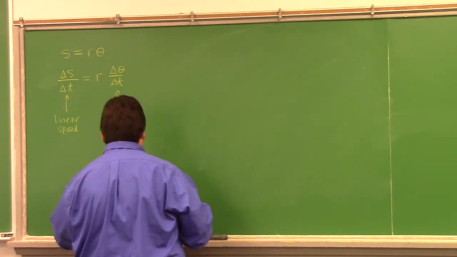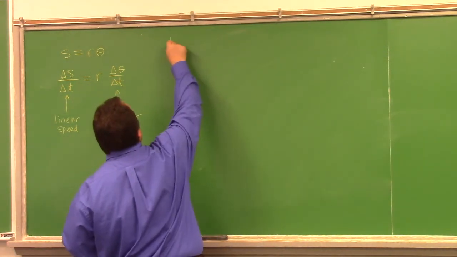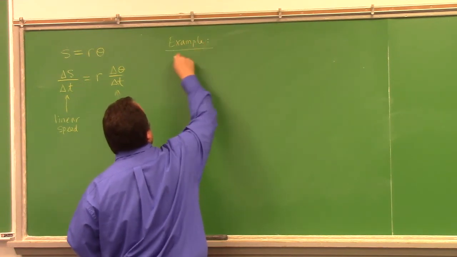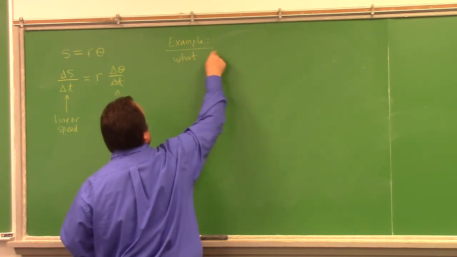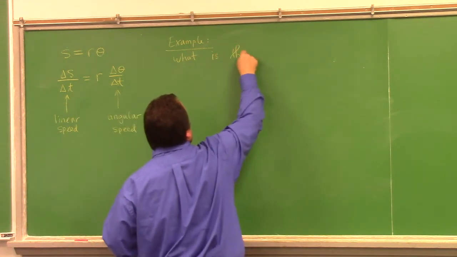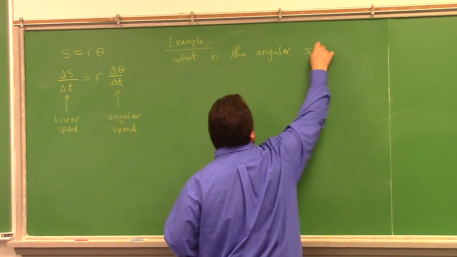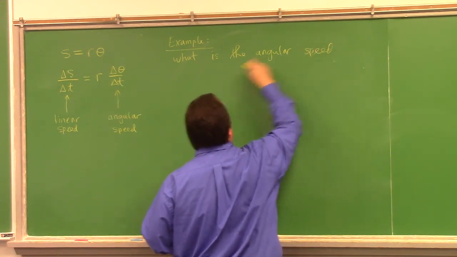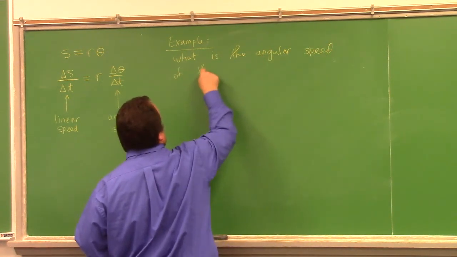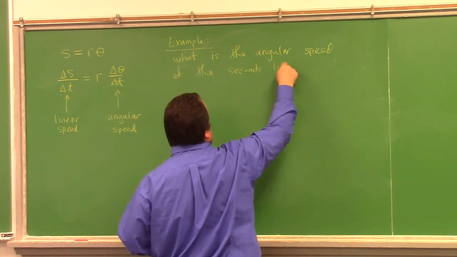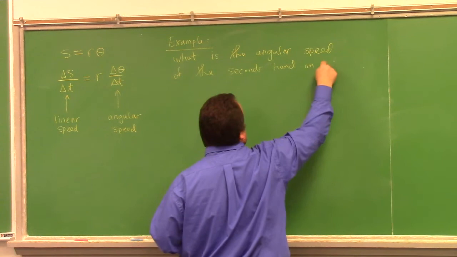So here's my question. What is the angular speed of the seconds hand on a clock?